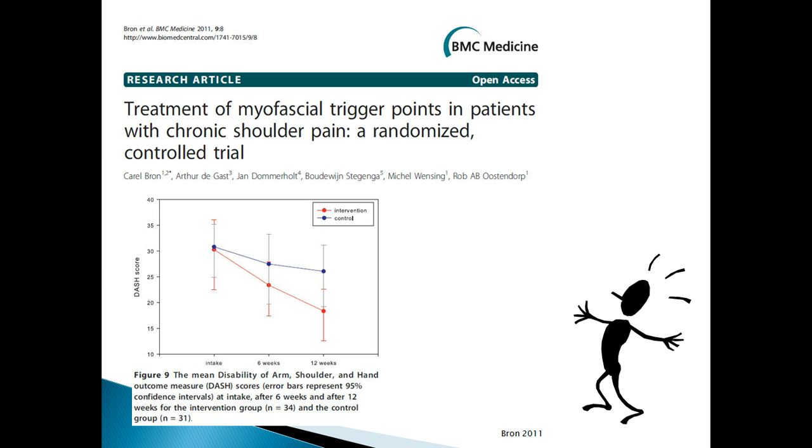The primary outcome was the DASH, and as you can see here, patients in the treatment group fared better than those in the control group that received no treatment. Clinically relevant improvements were achieved in 55% of the patients with shoulder pain, and the number of muscles with active muscle trigger points was significantly decreased.